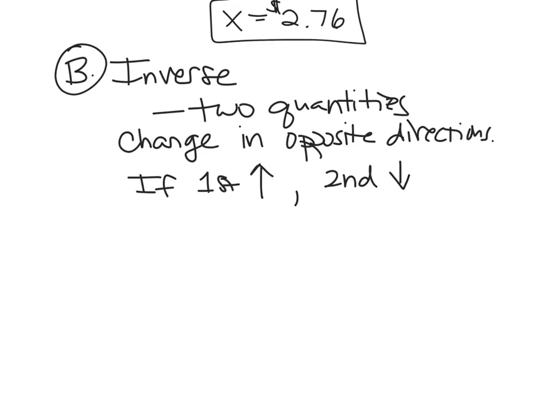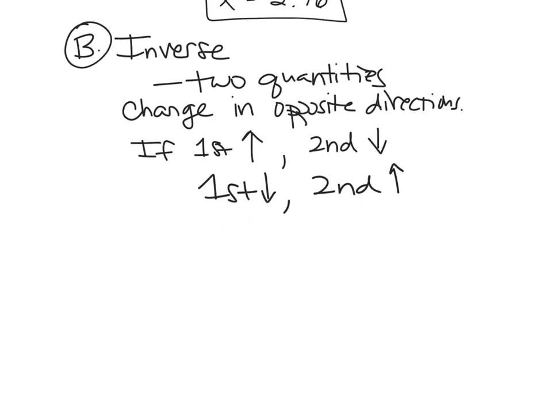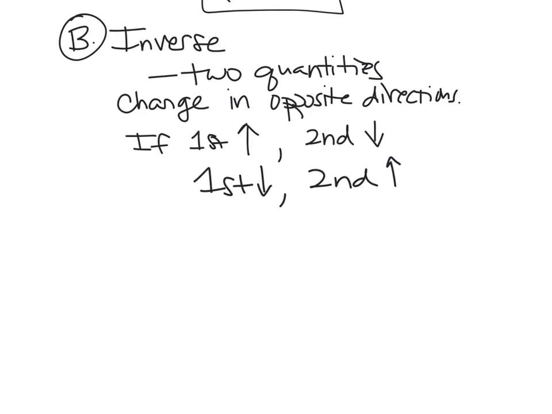They sound really bad. Or if the first quantity is going down, the second one would be going up. So they change in opposite directions. For example, the number of people on a job site and the time it takes to do the job.